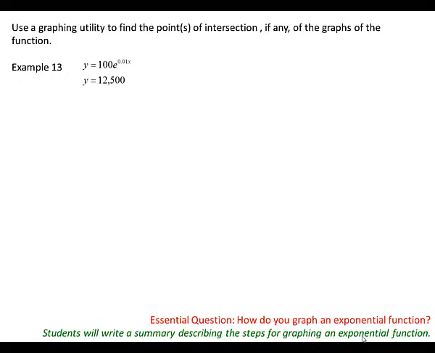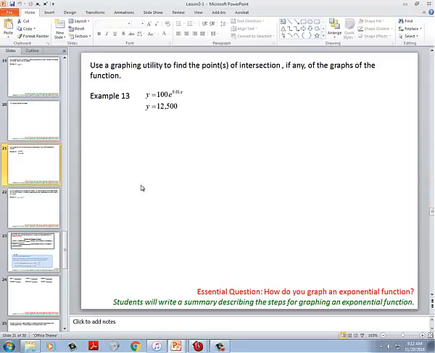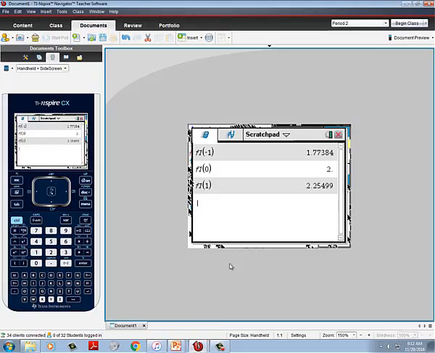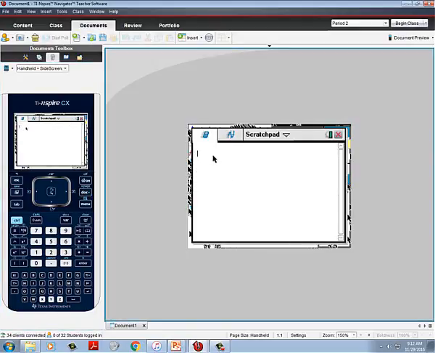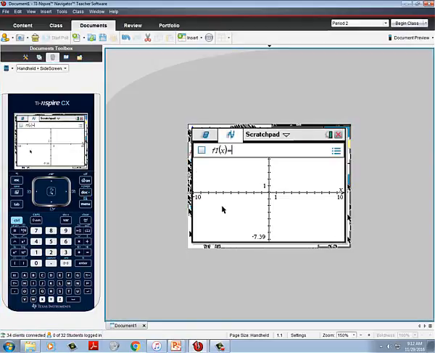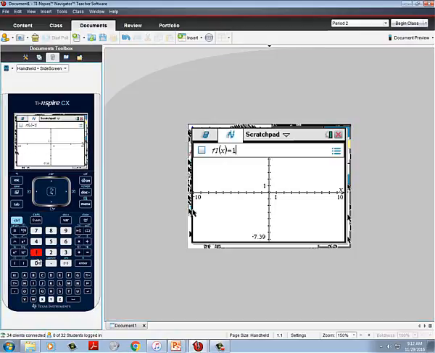Okay, we're going to use the graphing utility to find the points of intersection, if any, of the graphs and of the function. All right, so let's put those in. And your proof is that you're going to sketch your graph for me. So I'm going to do a doc B and get rid of what's there. We're going to go into here, and it is 100e to the 0.01x.